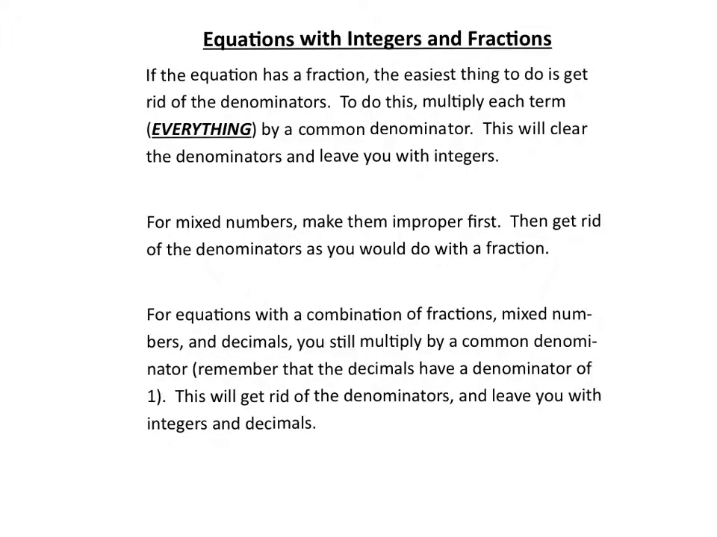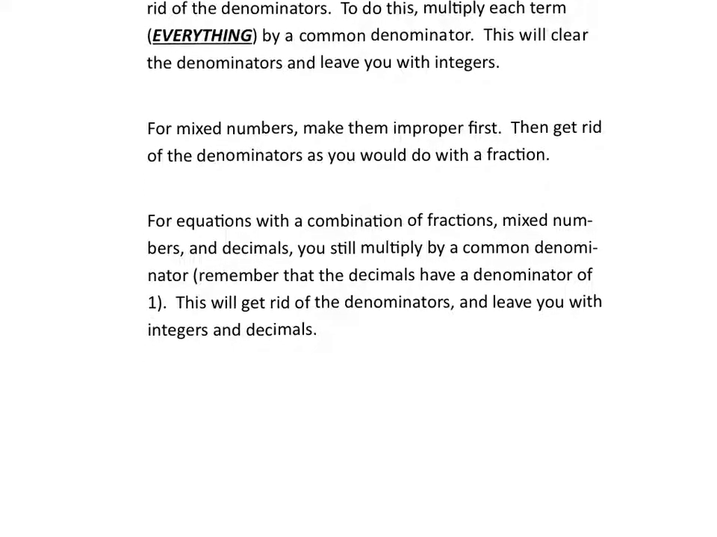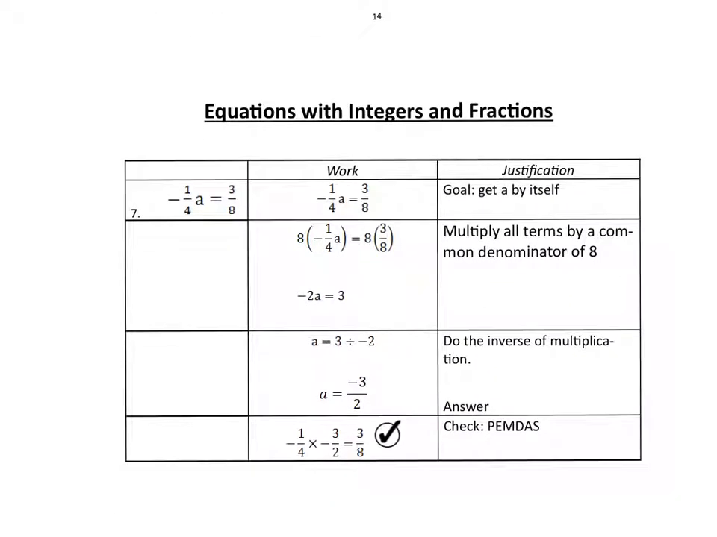That means every variable, every constant, everything on both sides gets multiplied by the common denominator. Then that clears the denominators, and all you have is the integers. For mixed numbers, make them improper first, and then clear the denominators just as I said above. If you have a combination of fractions, mixed numbers, and decimals, still multiply by the common denominator, because remember that decimals technically have a denominator of 1 the way that integers do. Once you get rid of the fractions, all you're left with are decimals and integers, and those are much less intimidating to work with.